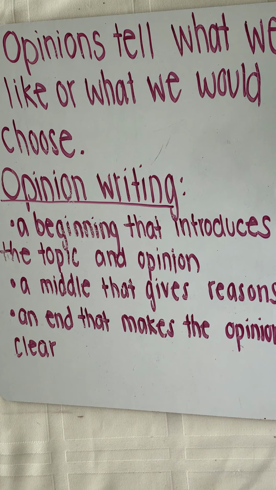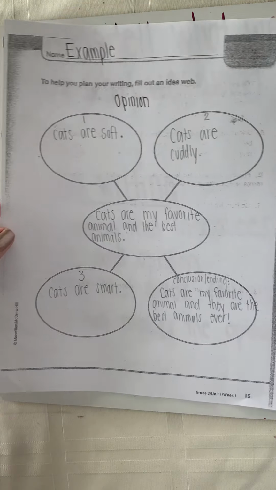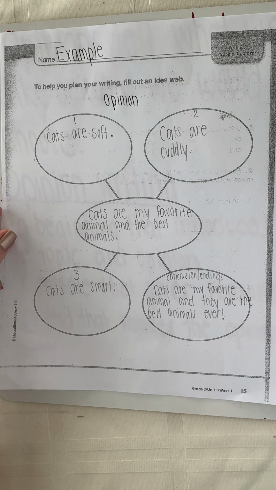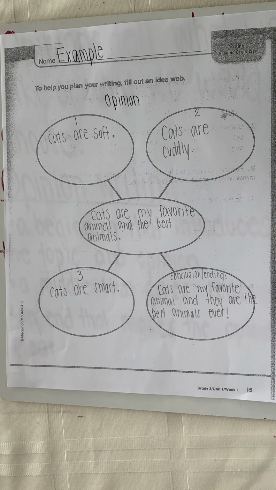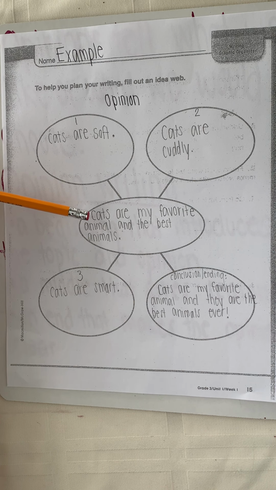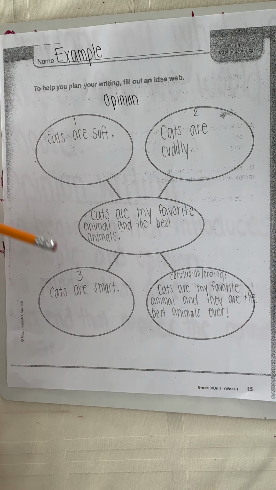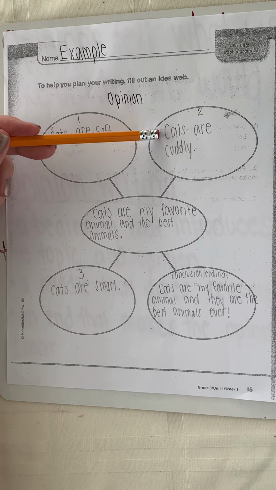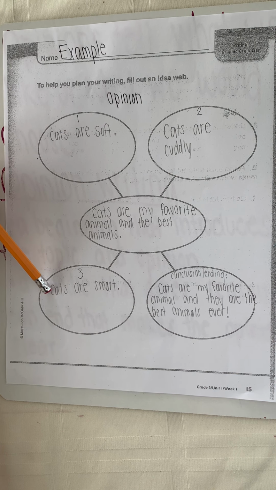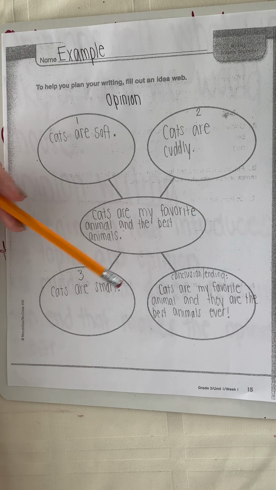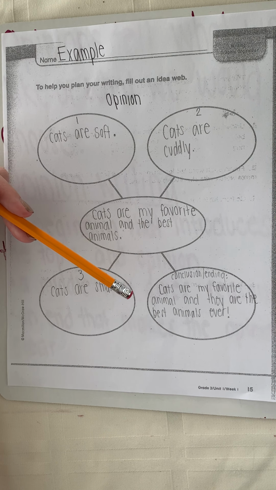Using this information about opinion writing, I came up with an example opinion brainstorm. The topic that I chose to write about was my favorite animal. My opinion is that cats are my favorite animal and the best animals. I came up with 3 reasons to support that. Cats are soft, cats are cuddly, and cats are smart.